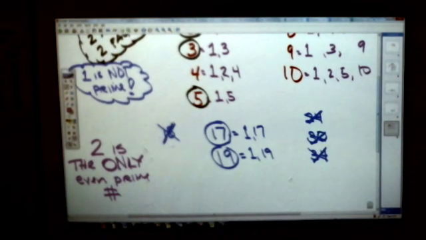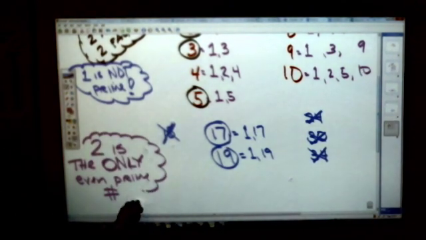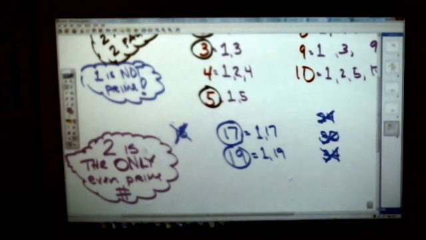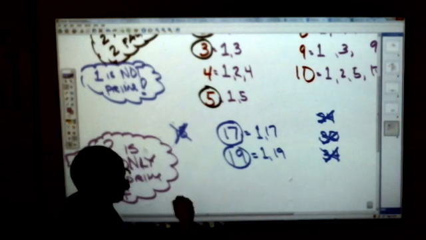100 is not prime. 6,722 is not a prime number. Guaranteed. Why is 2 the only even prime number? David Ulrich? Because every even number is always divisible by 2. Yeah, because you can cut any even number in half. That means 2 is a factor of every even number, except for the number 2, which is 1 times 2.